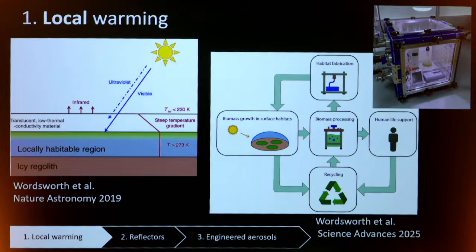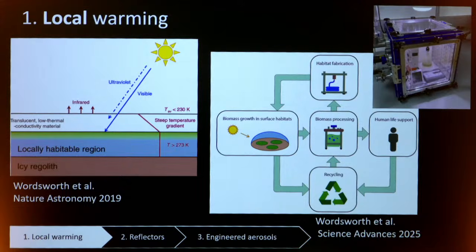So starting with local warming, Robin Wordsworth's group at Harvard has been leading the charge here. There are a couple of options. One is to lay down tiles on the surface that let in sunlight, trap infrared, and have a low thermal conductivity, reducing the leak rate of heat to the atmosphere. And that can allow for local melt pockets in which microbes could establish themselves.